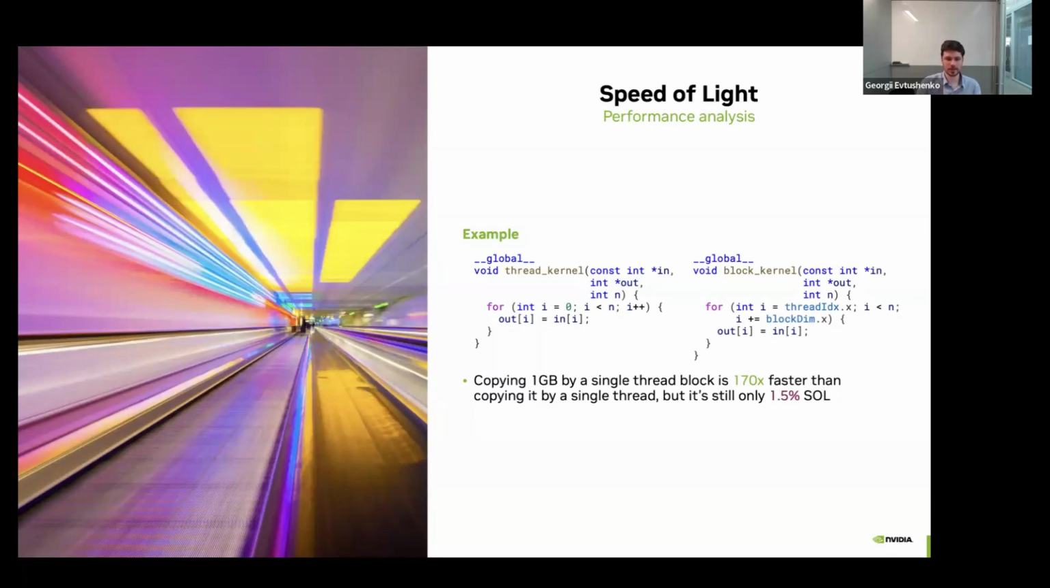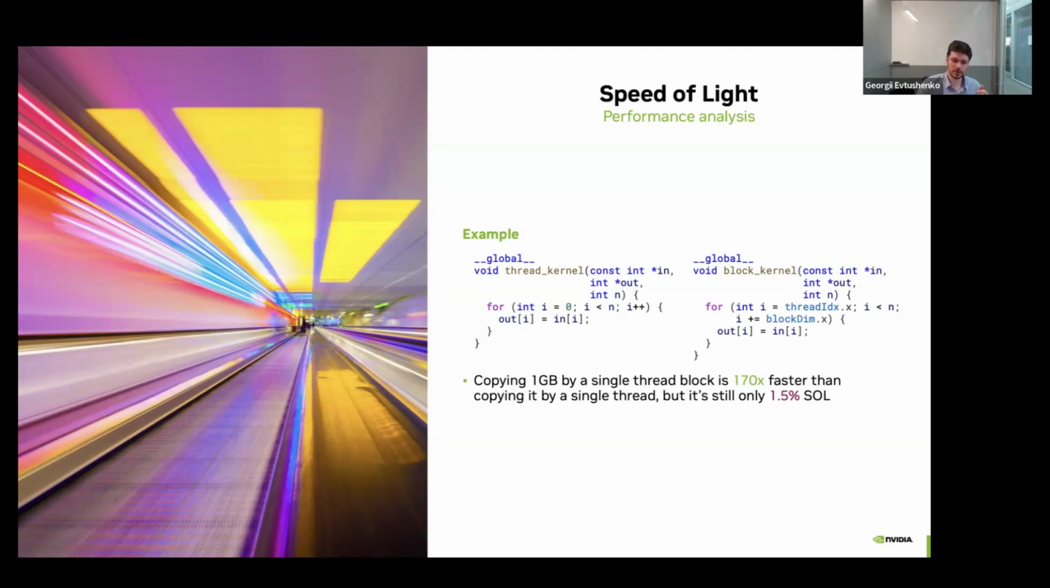For instance, on the slide, you can see two kernels. Both kernels copy a gigabyte of data. The first kernel performs a copy using a single thread, whereas the second kernel copies data by a thread block. And naturally, the second kernel is almost 200 times faster than the first one. The first reaction to this speedup is that we should be using the second kernel. But in practice, the second kernel only reaches 2% of the peak bandwidth. So both kernels are equally inefficient.